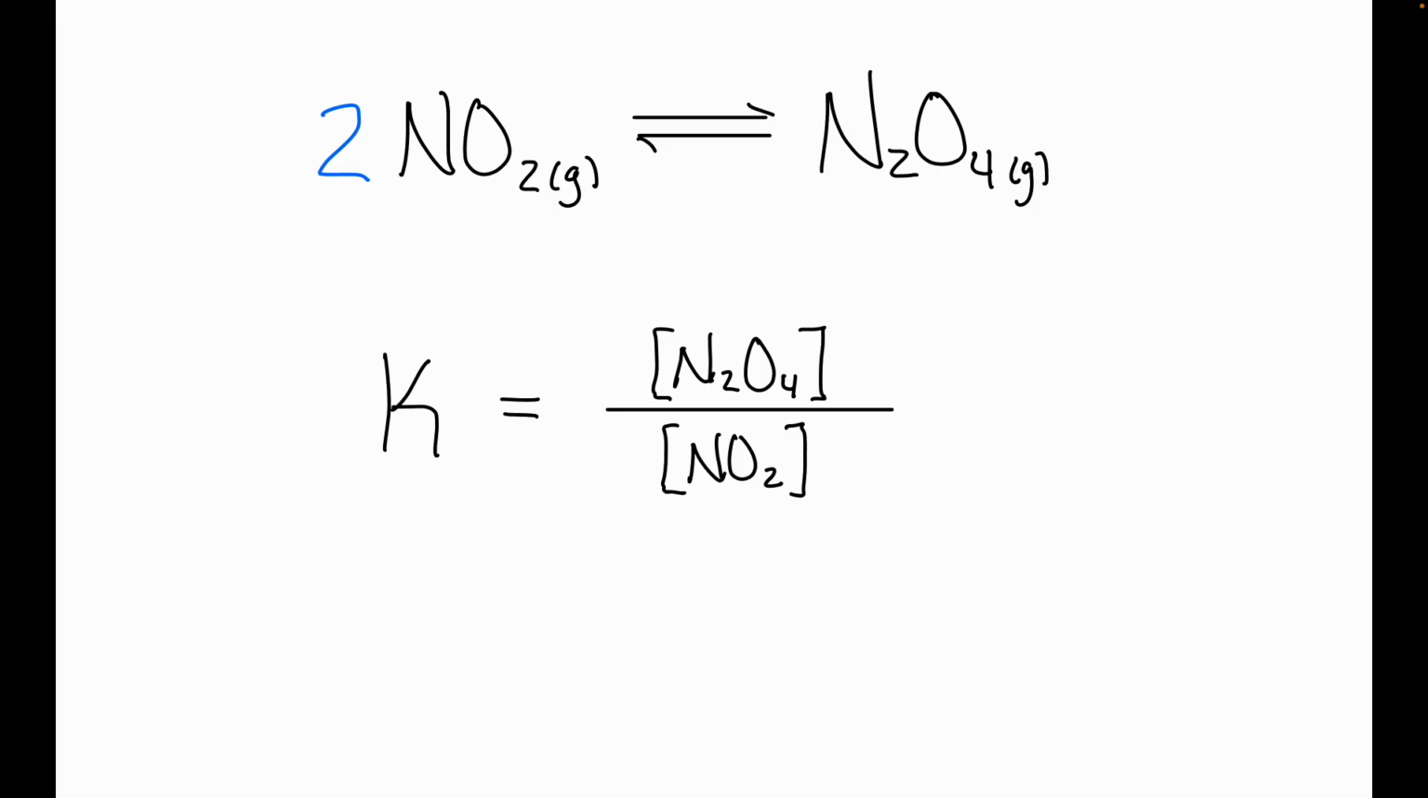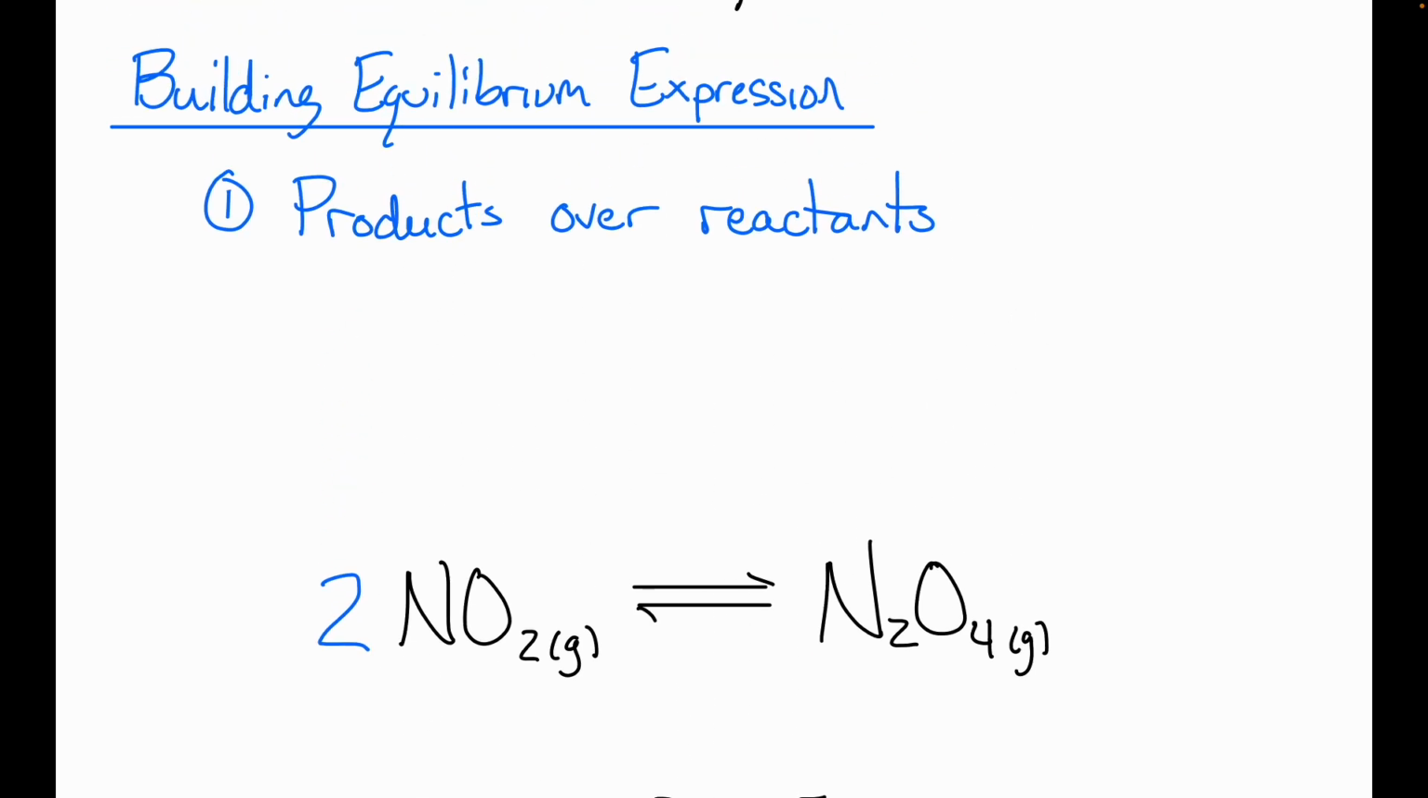Okay, step two, we're going to see these coefficients from our balanced chemical equation appear in our equilibrium expression. But importantly, these coefficients will become exponents in our equilibrium expression. So I have a 2 out front of my reactant in my balanced chemical equation, so I'm going to square my reactant concentration in my equilibrium expression. So products over reactants, coefficients become exponents.